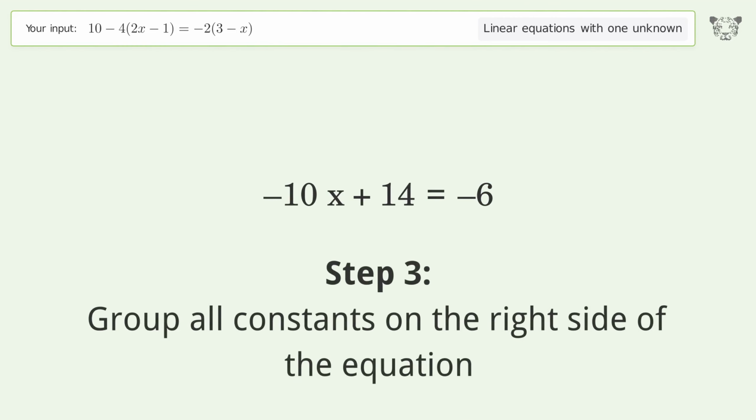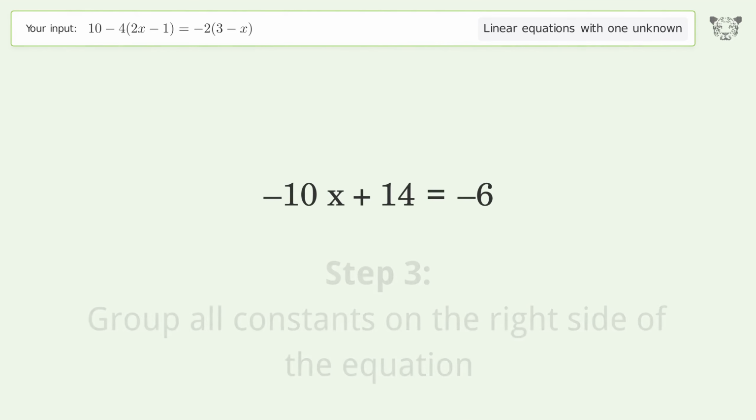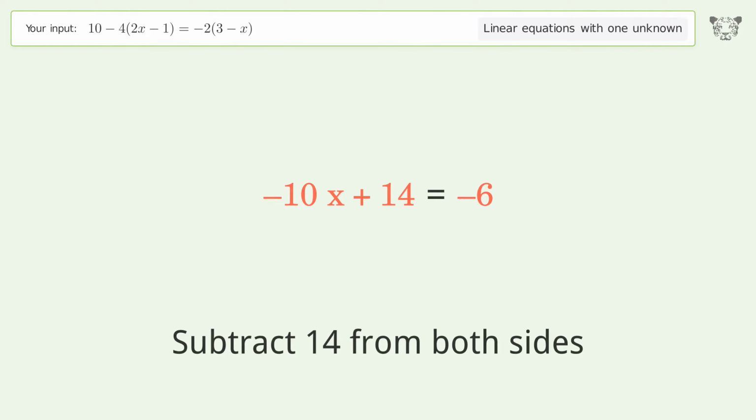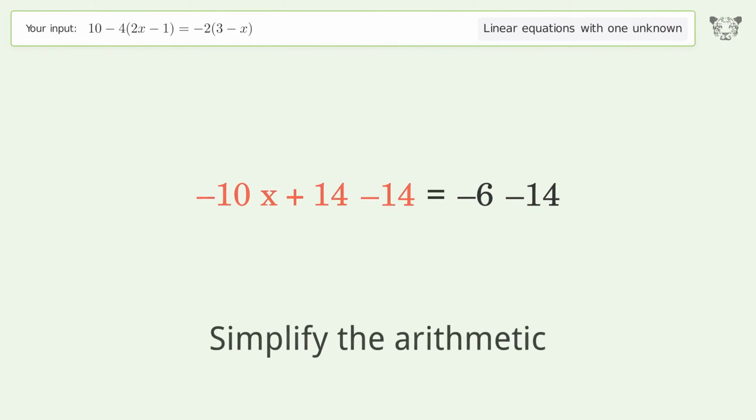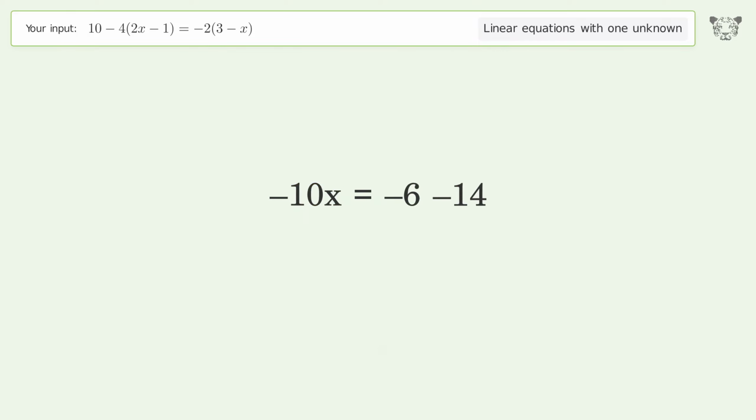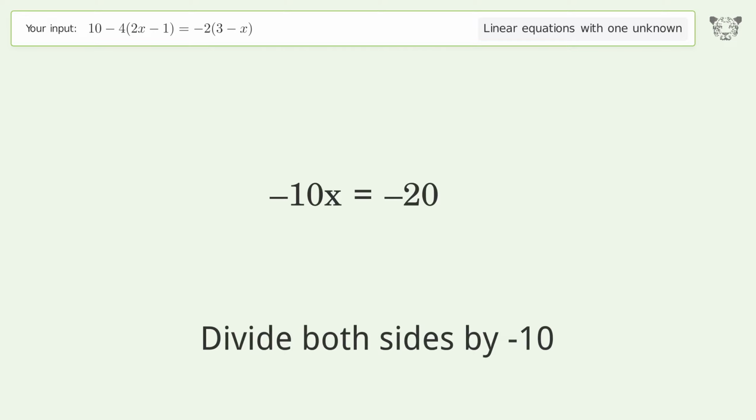Group all constants on the right side of the equation. Subtract 14 from both sides. Simplify the arithmetic. Isolate the x. Divide both sides by -10.